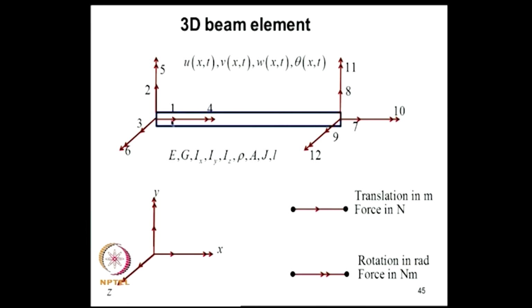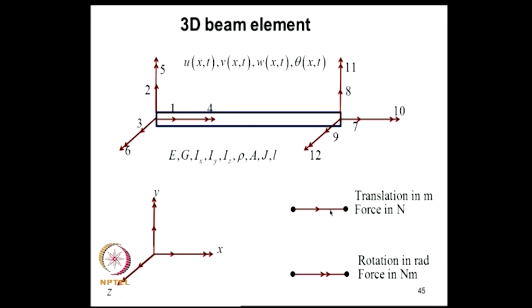The degrees of freedom at the nodes for this are 1 and 7. V of x comma t is the bending in the plane of this figure, and the degrees of freedom for that are 2, 6, 8 and 12. Bending in a plane normal to this plane has degrees of freedom 3, 5, 9 and 11. So, there are 4 field variables u, v, w and theta, and this is the coordinate system I am talking about.